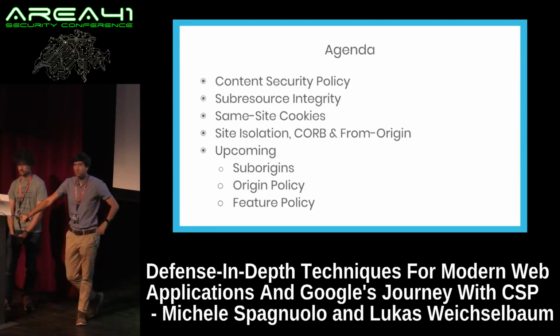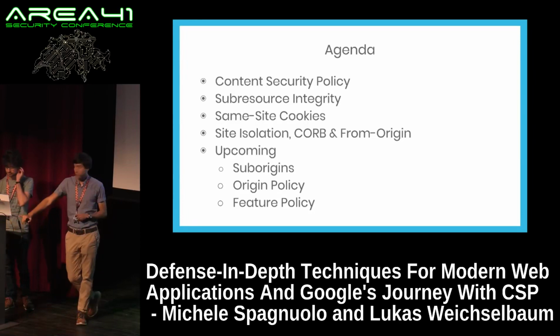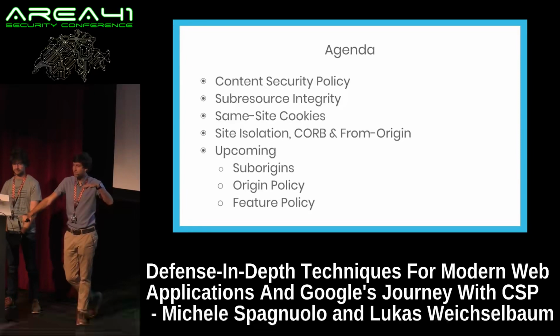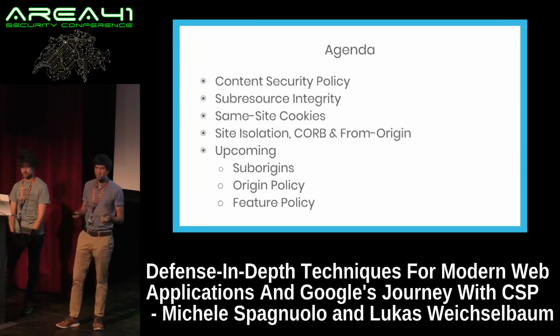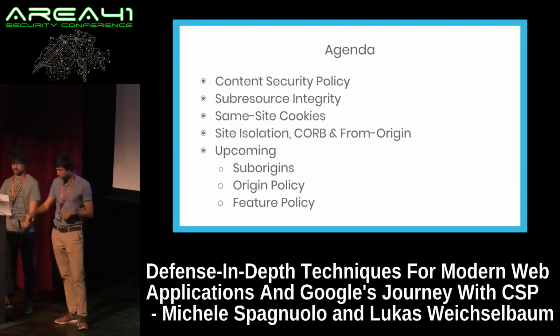Two years ago, we had a talk at Area 41 talking about how to break bad CSP. This talk will build on top of that, so I will not restate all the bypasses. I would rather focus on how to roll out a strict policy that actually provides some security guarantees, and what we have learned in the last 2-3 years at Google trying to roll out CSP. It's quite an interesting journey.